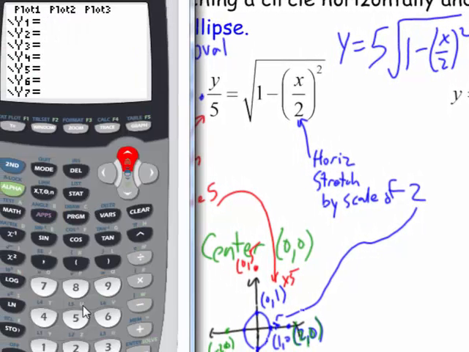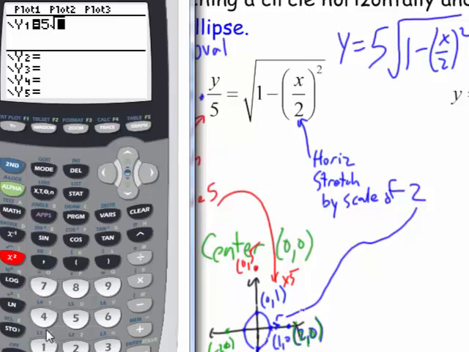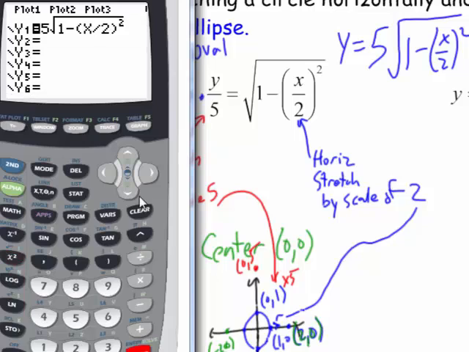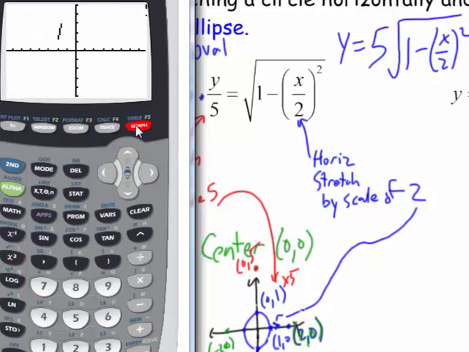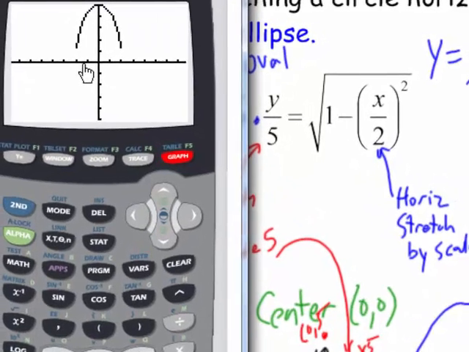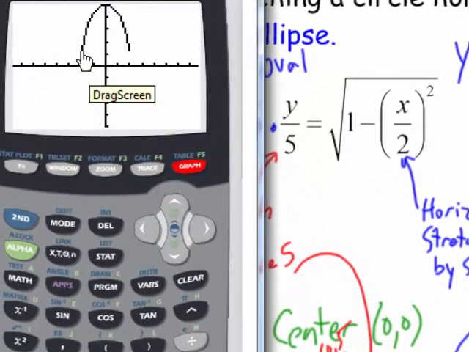So let's go over, let's go 5, square root, 1 minus, and I better put this in parentheses, x over 2 squared. Enter, and let's graph. Now this is only giving me the top half of the circle, correct? And it looks weird. Sometimes your calculator gets a little goofy. This should actually go all the way down to 2.